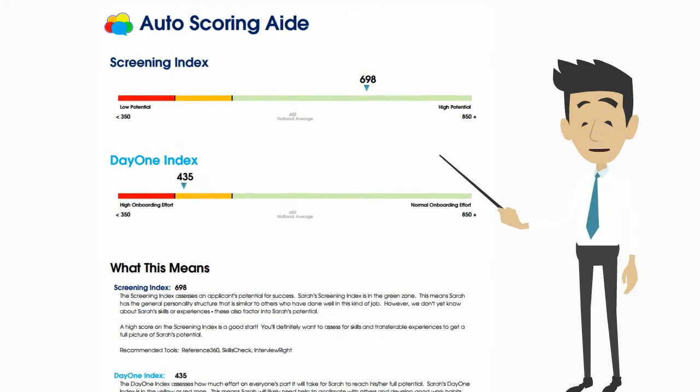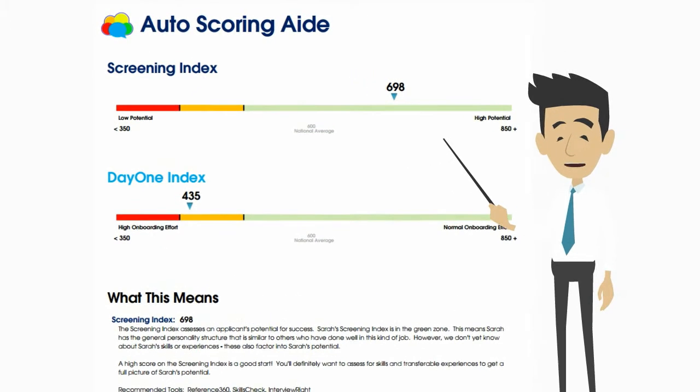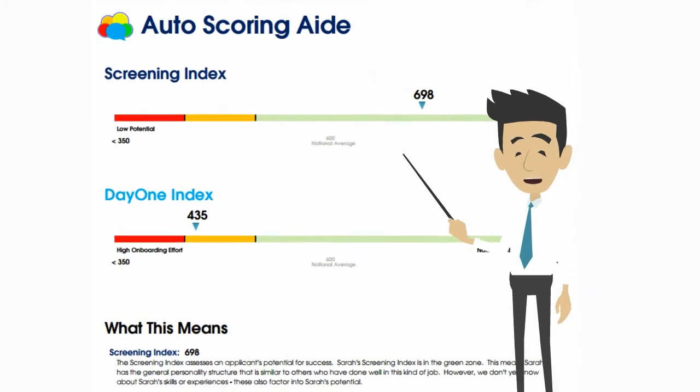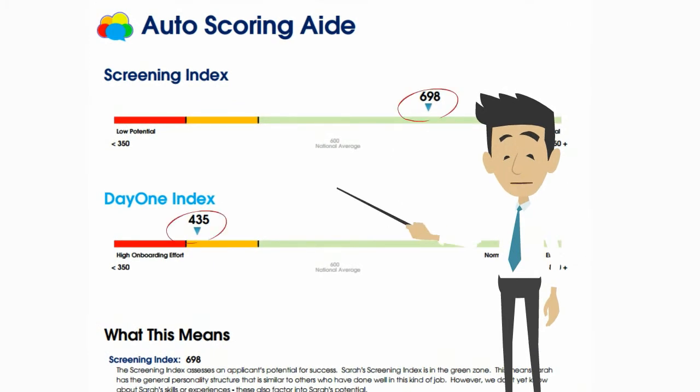Now that you have a better understanding of these two numbers, let's take a closer look at our example of Sarah. We can see that Sarah has a very strong screening index at 698 that puts her in the high potential category. However, with her low DayOne index of 435, she's going to require a manager who is fairly skilled in situational management and who is able to put in some significant amount of investment in helping her realize her potential.